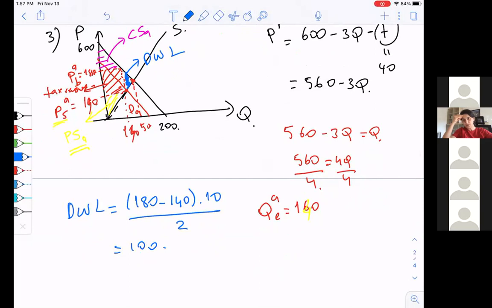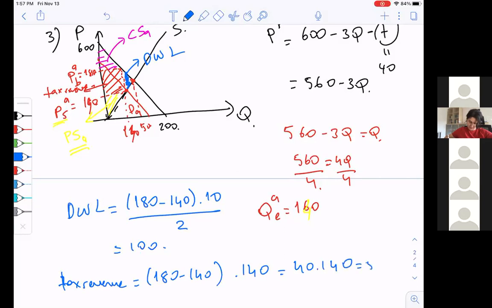So tax is decreasing the equilibrium quantity. Then both consumer surplus and producer surplus are decreasing, leading to a deadweight loss. And tax revenue is what? Tax revenue is 180 minus 140 times 140. Okay, so 40 times 140.